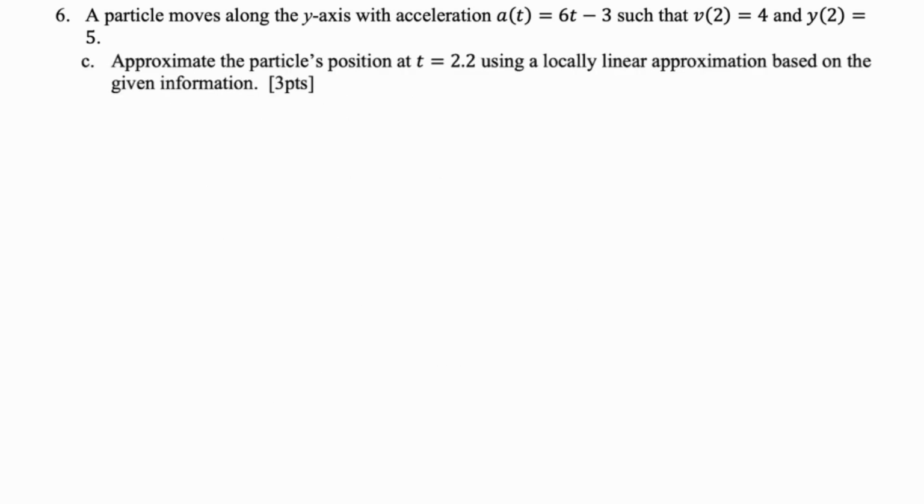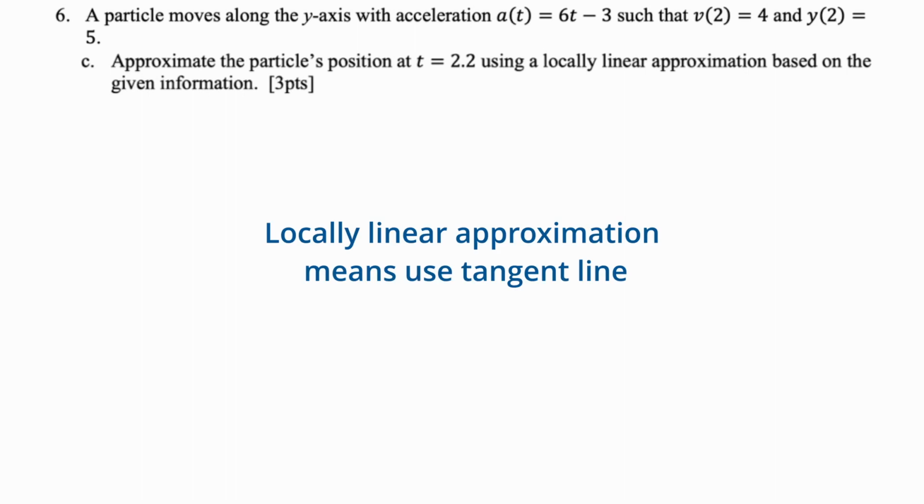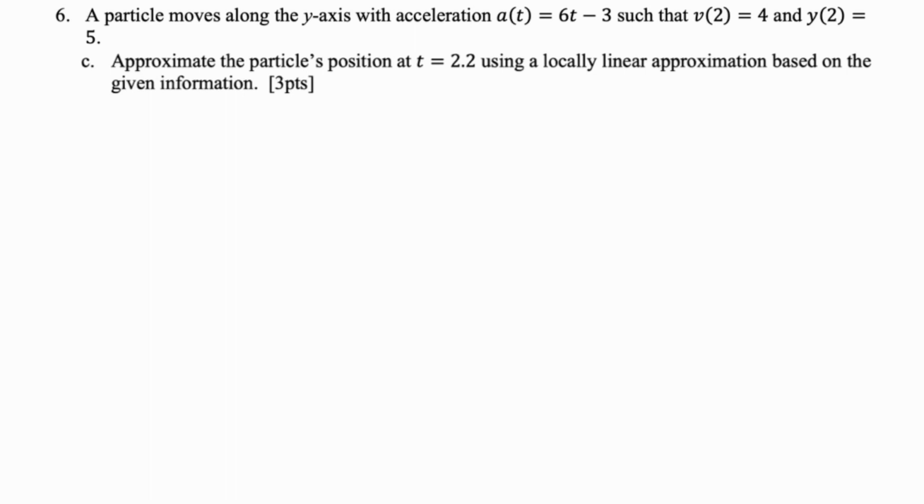Approximate the particle's position at t equals 2.2 using a locally linear approximation based on the given information. Locally linear approximation just means tangent line approximation. It's, in my opinion, a weird way of asking the question, but it's pretty common to ask it that way. So we're going to write the equation of the tangent line. We know that y of 2 is equal to 5, so it's going to be y minus 5 equals, the slope is v of 2, which is 4, and then t minus 2.